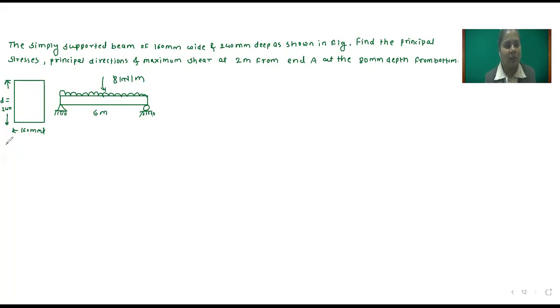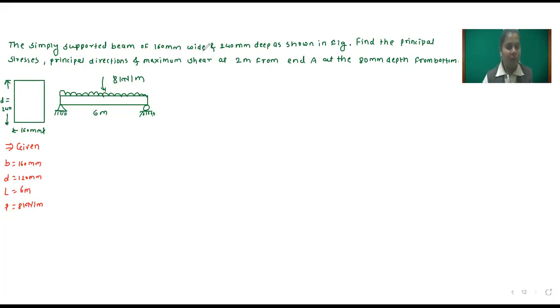First, we will write the given parameters and then we will solve the problem. So the width of the beam is B equal to 160 mm, and depth of beam D equal to 240 mm. After that, span L equal to 6 meter, and load P equal to 8 kilonewton per meter. So we have to find the principal stresses and strains.